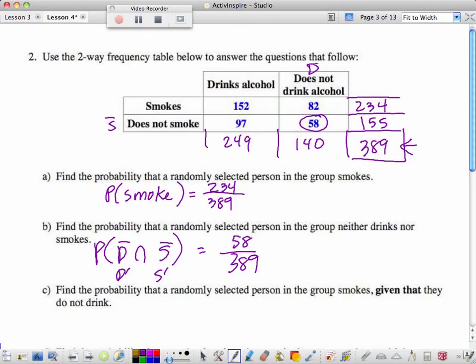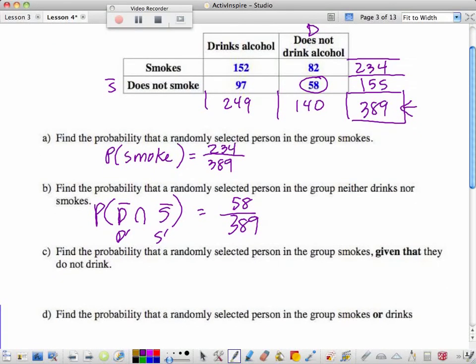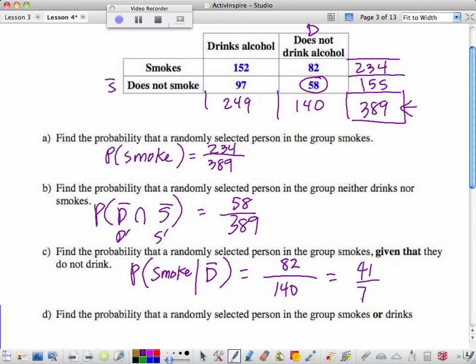Okay, how about letter C? Find the probability that a randomly selected person in the group smokes, given that they do not drink. So S, given that not D. So I'm going to do the intersection of S, they smoke but they do not drink. That's 82. And I'm going to divide it by just do not drink, which the total of do not drink is 140. And then I would reduce, so I get 41 over 70.